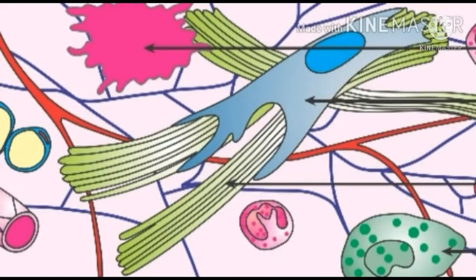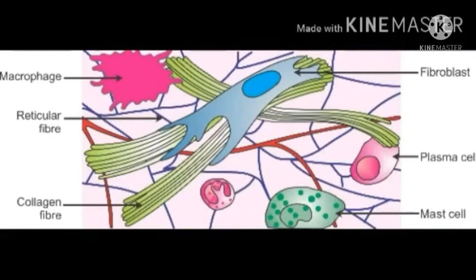Now let's see about proper connective tissue. First one, areolar connective tissue. Areolar connective tissue is a loose connective tissue. It helps in holding the organs in place and attaches the epithelial tissues to other underlying tissues. It acts as a reservoir of water and salts for surrounding tissues.